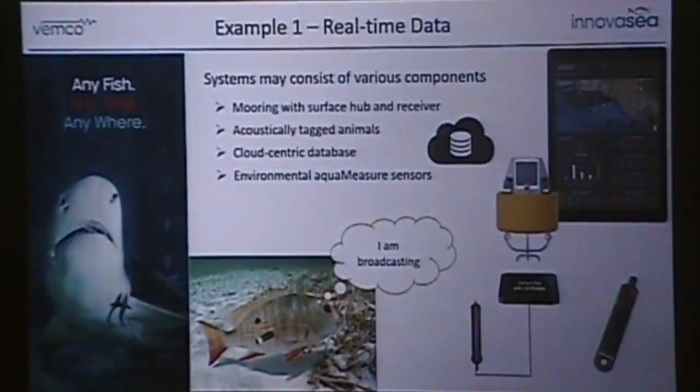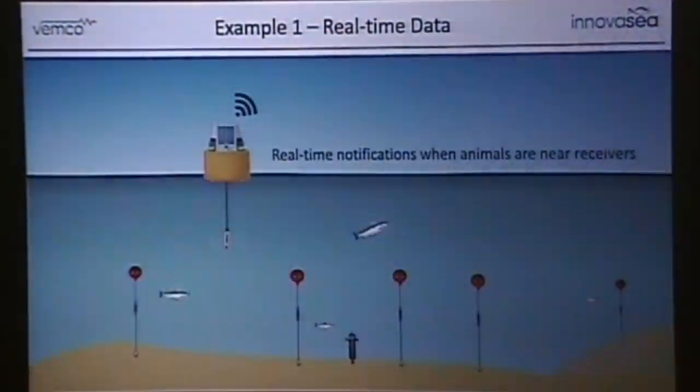To come to the first example, real-time data, these systems usually consist of various components. So that's a mooring with a surface hub and a receiver. We have acoustically tagged animals, and that is all stored in a cloud-centric database. But these can be accompanied with aqua measures, environmental monitoring sensors as well, to get another layer of depth or complexity in your study. So this is a typical setup or diagram of how a setup could look in real life.